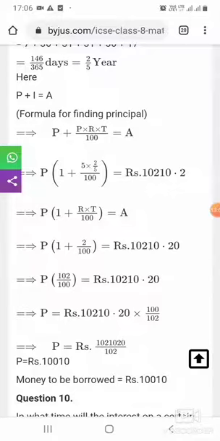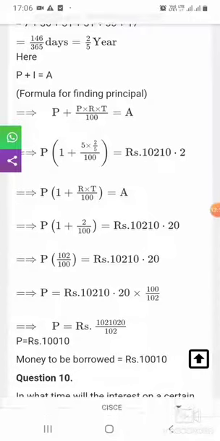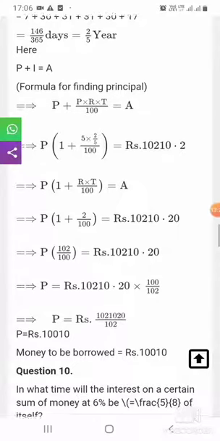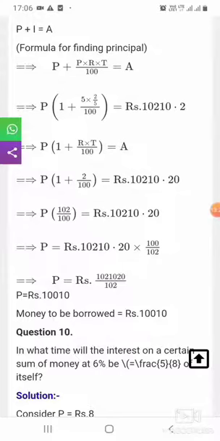So you can cancel 5 and 5, so that you will get 2 there. So P into 1 plus 2 by 100 is equal to 10,210.20. Now taking the LCM, 100 is the LCM, 100 ones are 100 plus 2, 102 by 100. So P into 102 by 100 is equal to 10,210.20.